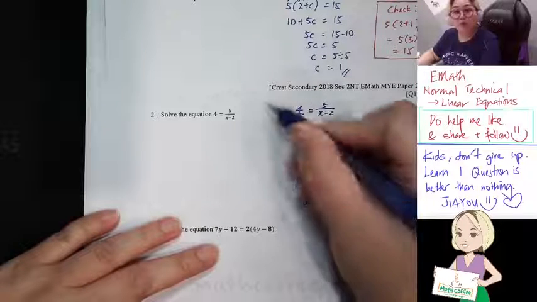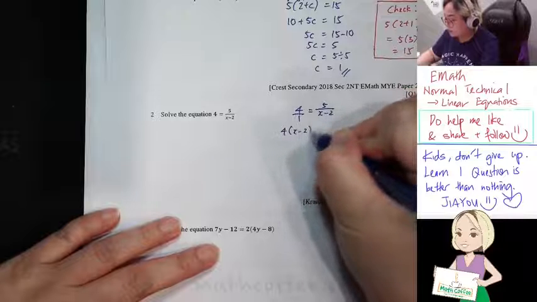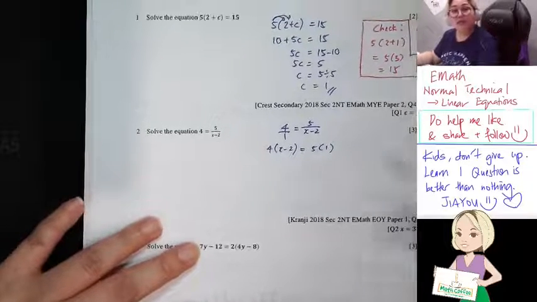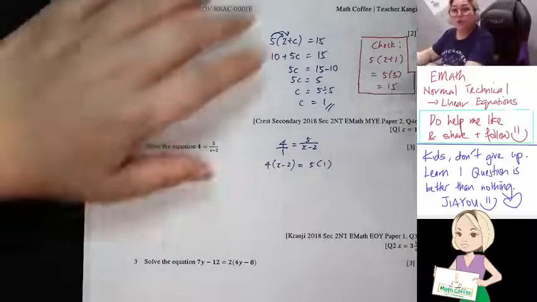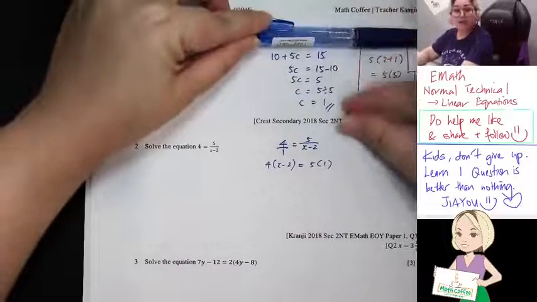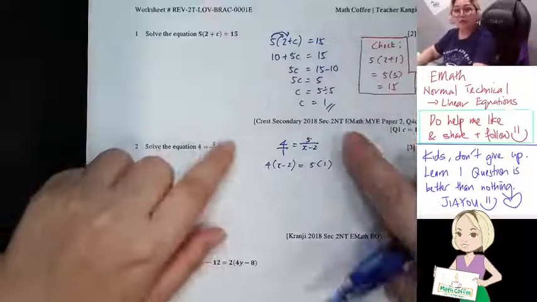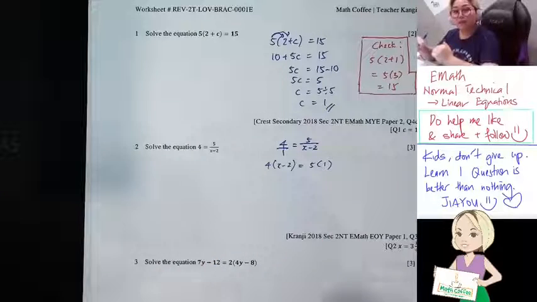Then cross multiply. Cross multiply means 4 multiplied by (x minus 2) equals to 5 times 1. So you see, it actually keeps increasing the steps. In the earlier stage, you learn how to solve this part. Then after that, they increase and ask you to do rainbow. Now they put it into fraction form. You need to cross multiply, then it becomes the bracket. So they keep increasing the steps.